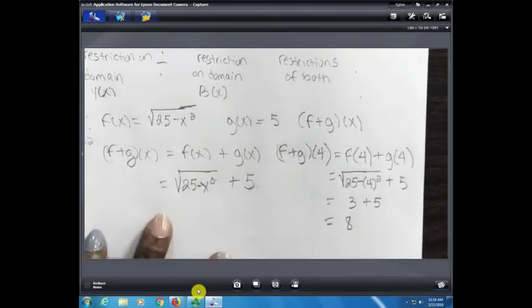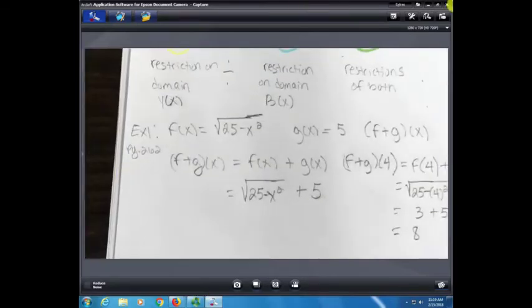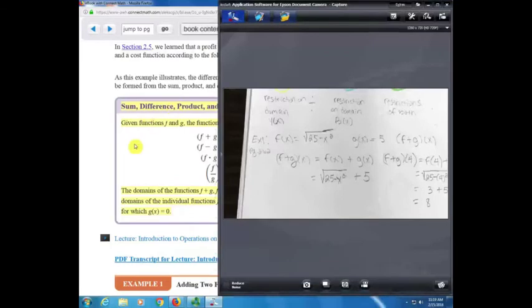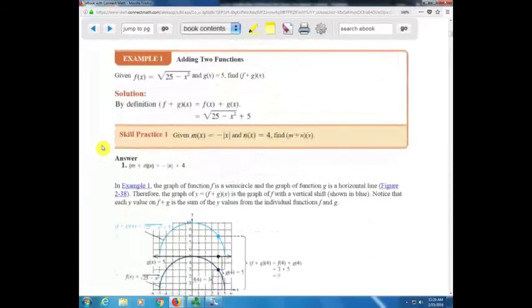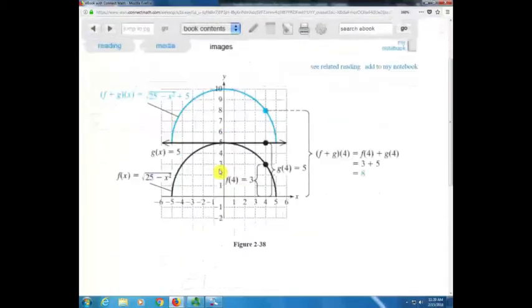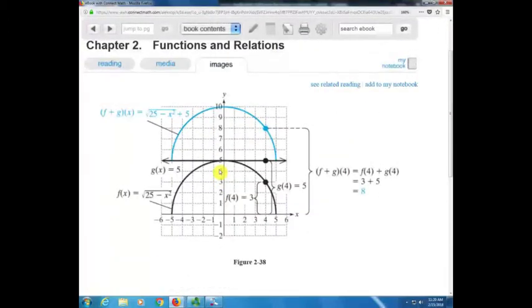Alright, so let's look at that on a graph. So if you look at this function here, the functions that are black are two separate functions. So this semicircle is the square root function, and this straight line here is our constant function 5. The blue is the two functions added together. So you see how this blue function took on the characteristics of the other two.